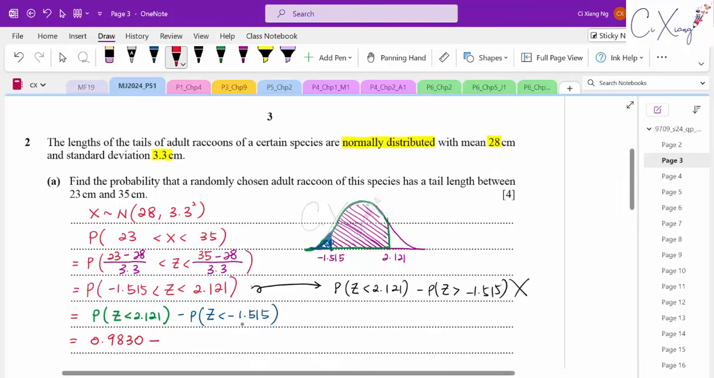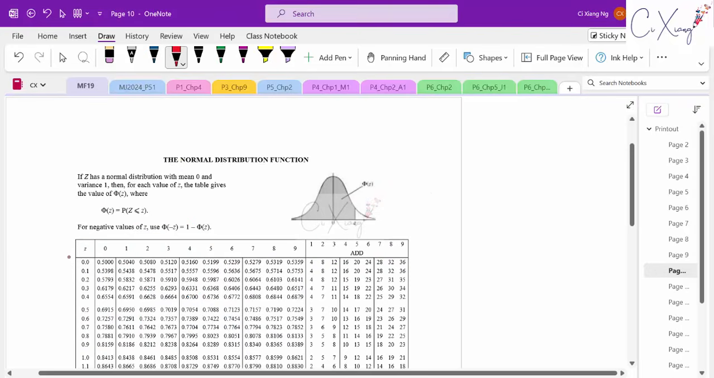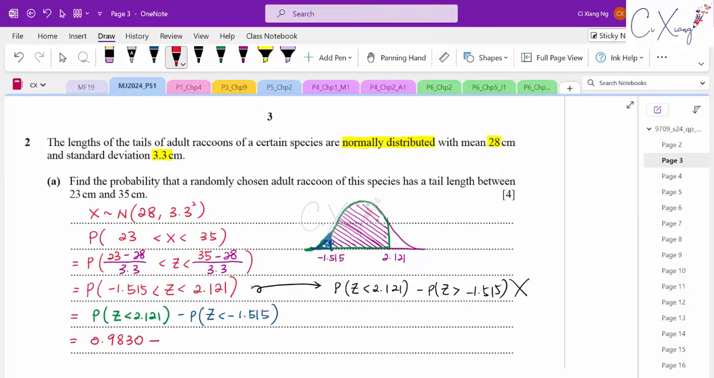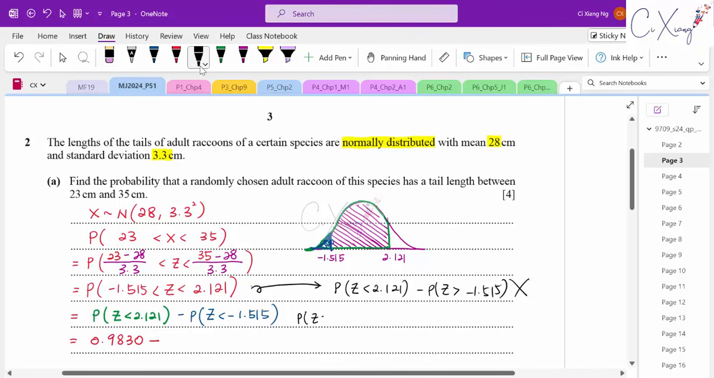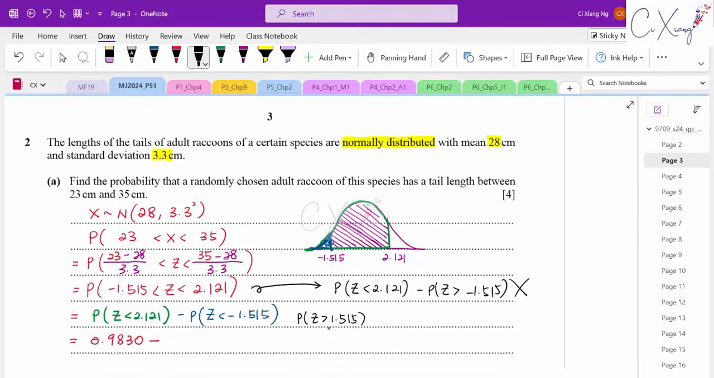Negative 1.515. Negative 1.515, right? The value negative will not be shown in the table. You can see that all my table values z are all positive. There's no negative. So what we need to do is we have to imagine this area is actually same as the probability of z greater than 1.515. Okay, so this area and this area should be the same. The probability should be the same because they are symmetry, right? Then you should look for this value in the table to get the answer.